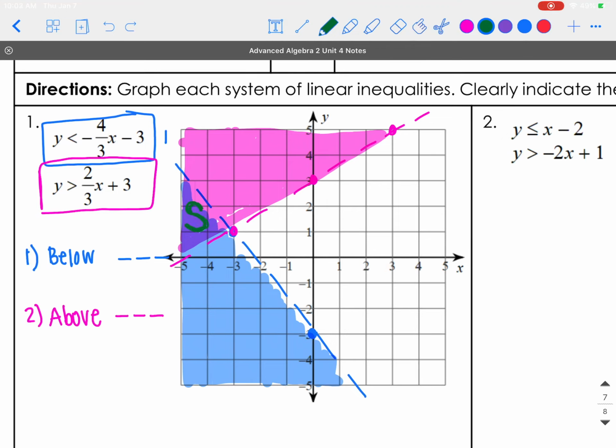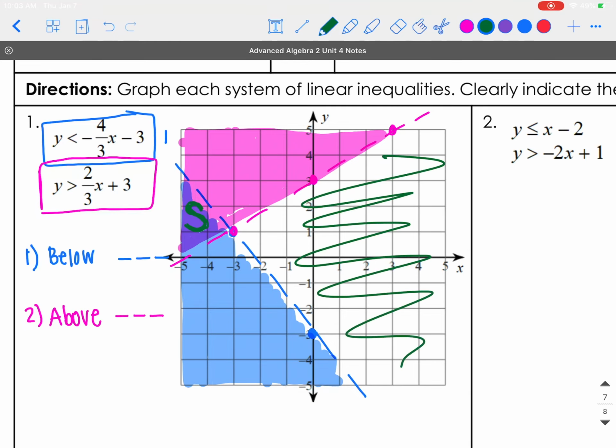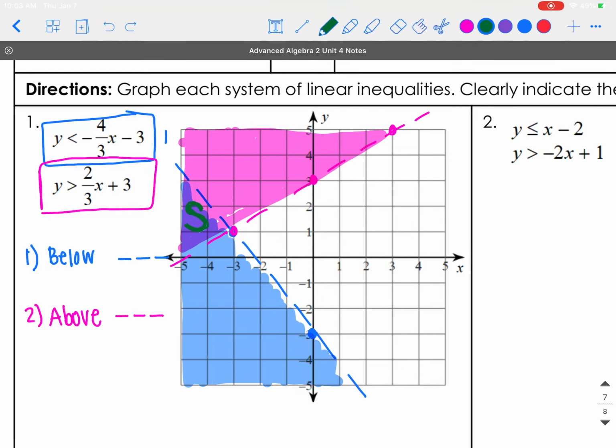So what I want you to do is make it obvious where the solution is by putting an S for solution in the section that it is. So the section that was double shaded, that you colored in twice, or that you made marks in twice. You may have just done little squigglies like this. That would have been fine. But whichever one you did with both colors.